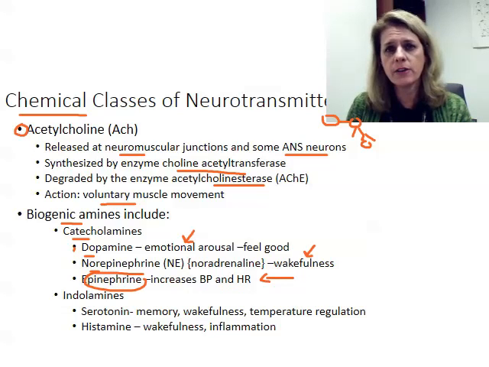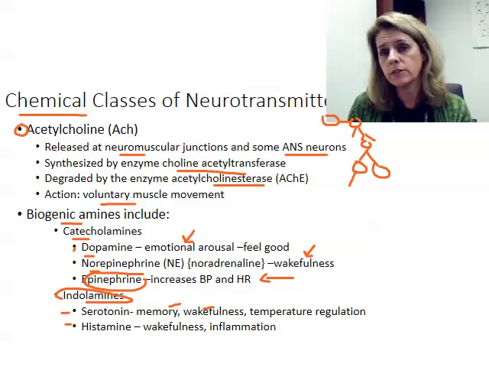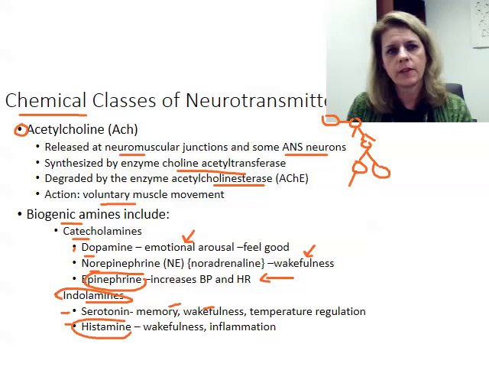If you think back to your cascade again, I said we were going to talk about your sympathetic and parasympathetic nervous systems, your fight or flight. Well, epinephrine is one of the neurotransmitters that plays a role in that fight or flight, and we'll talk about that a little later on as well. You have some things called indolamines, serotonin and histamine. Serotonin plays a role in memory and wakefulness and temperature regulation. And then histamines, and they play a role in wakefulness and inflammation.